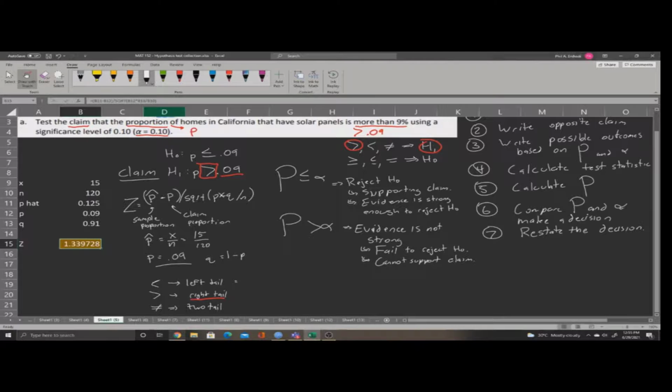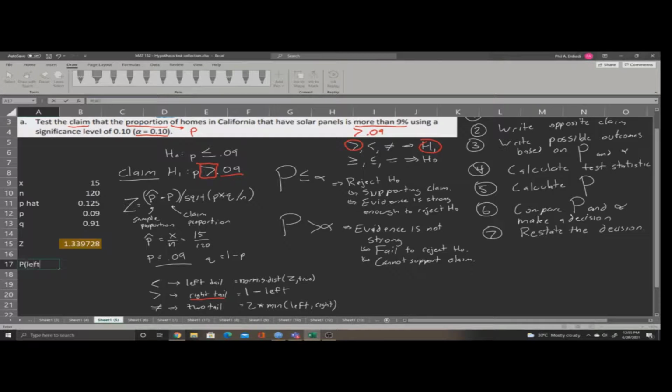Now, if it was left tail, we would use equals NORM.S.DIST of the z-score, comma true, to find our big P value. Since it's right tail, we take 1 minus that. If it was two tail, we would use 2 times whichever of the tails is smaller, and we would take the minimum of the left and the right. We'll run through all 3 calculations, but we really only need the right tail here.